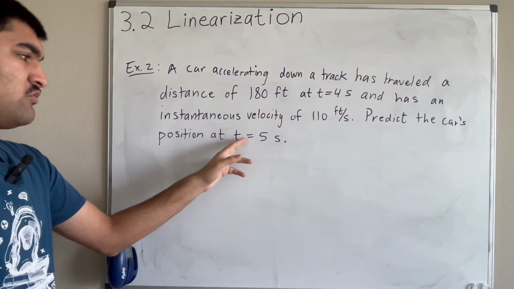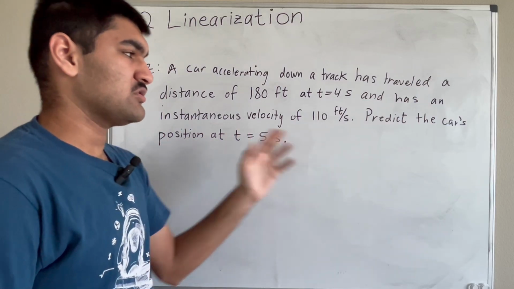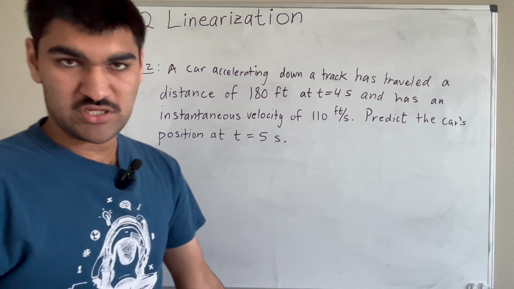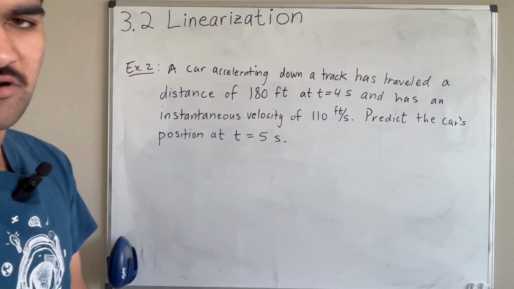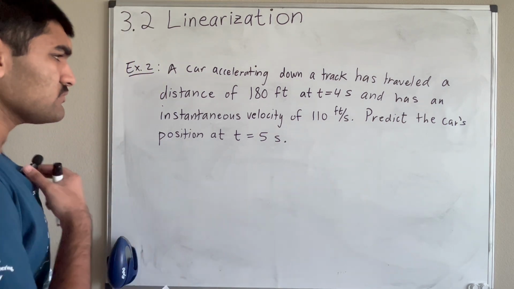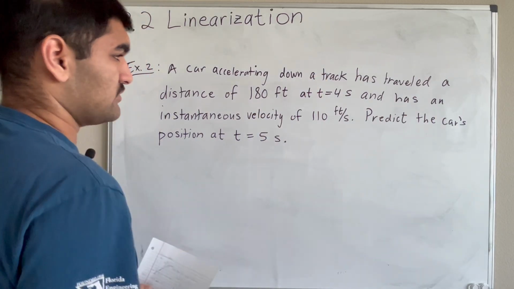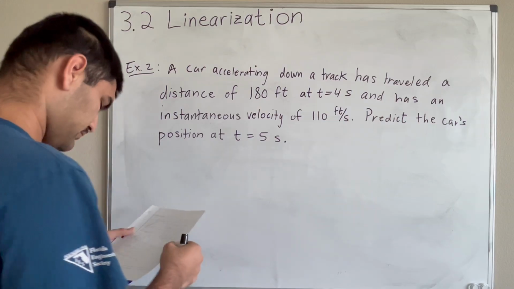But let's just say this was at t equals 10 or t equals 20 seconds, then linearization might not be as good of a technique, and we might have to resort to other approximation techniques, right, that we haven't obviously learned yet. But for this scenario, we can use linearization because the two t values are pretty close to each other.